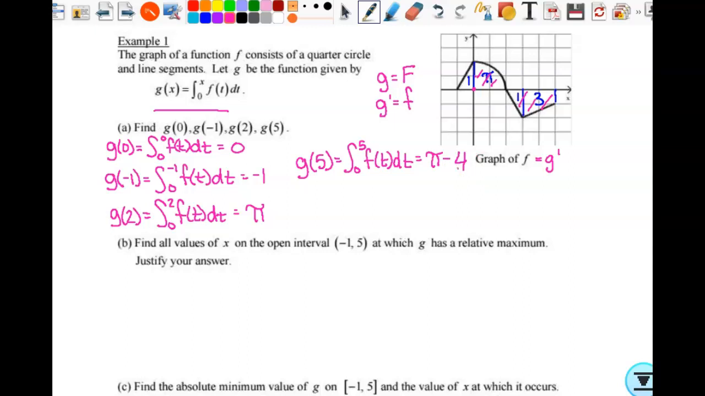Any questions at this point? Good? All right. So now we're supposed to find all the values of x on the open interval from -1 to 5 in which g has a relative maximum. Okay? When g has a relative maximum, how do we figure that out from the derivative? Okay, we can look at the fun box. So your fun box here, f prime, f double prime.